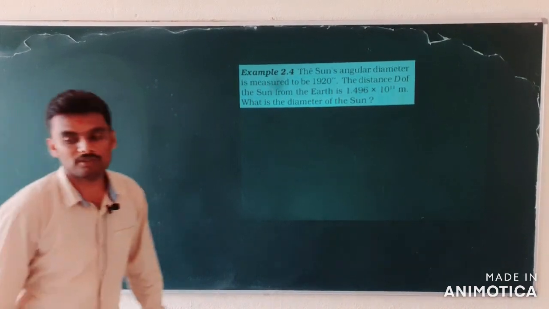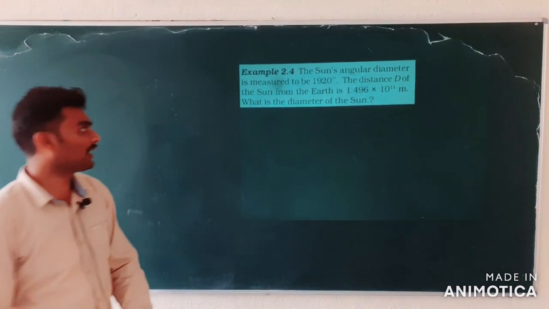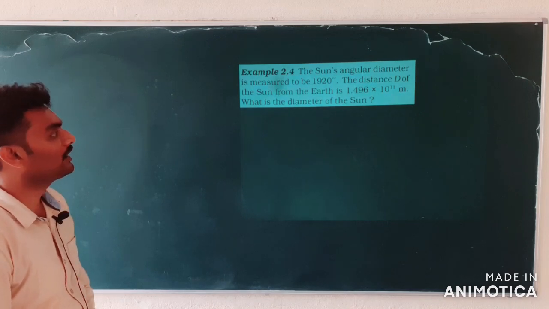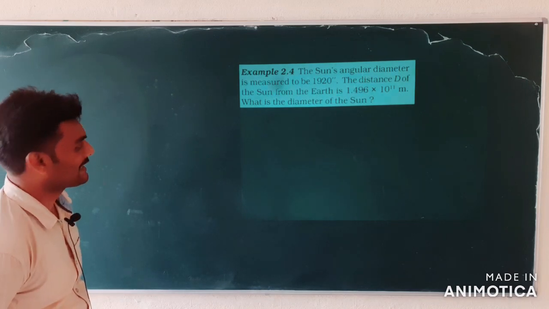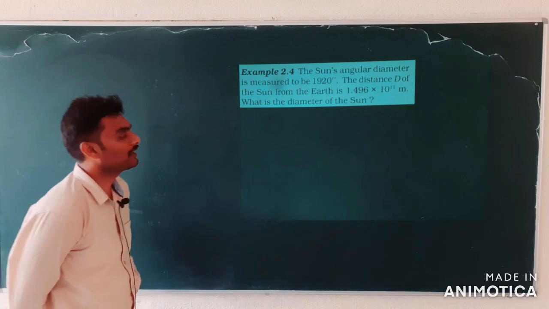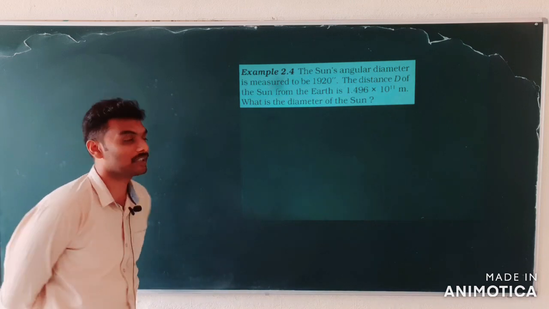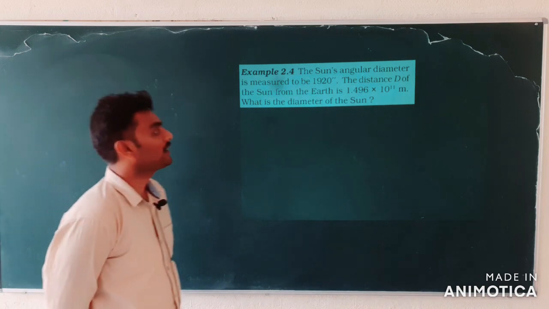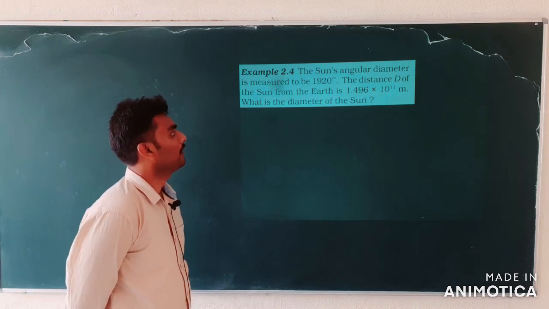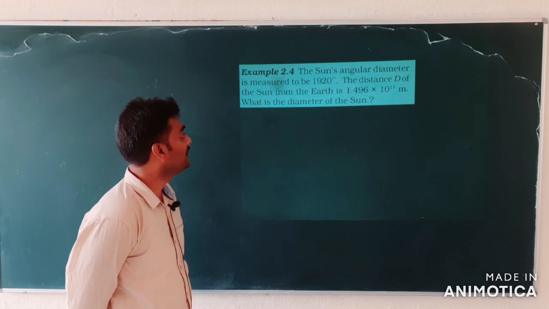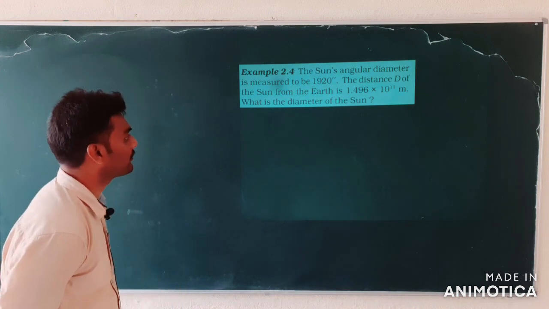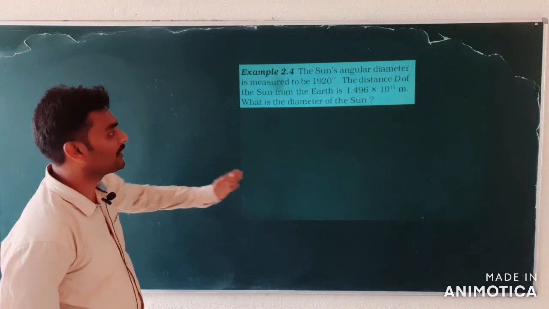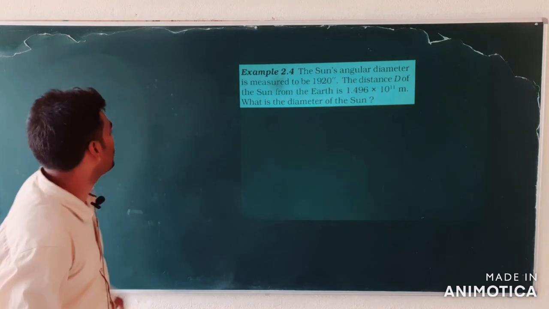Okay, next question, fourth one, 2.4 is as follows. The sun's angular diameter is measured to be 1920 seconds. Okay, it's directly given in seconds, so that I can convert it using the conversion factor 4.85 into 10 to the power of minus 6. So 1920 seconds. The distance D, capital D, of the sun from the earth is 1.496 into 10 to the power of 11 meter. What is the diameter of the sun?